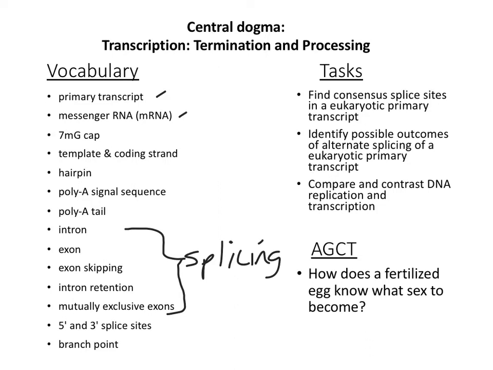We worked last time on finding splice sites. A 5' splice site, GU, with a branch point somewhere in the middle, and an AG is the 3' splice site. So that was the first task. We're going to move on to identifying possible outcomes of alternative splicing. We talked about that a little bit last time as well. So, any questions?